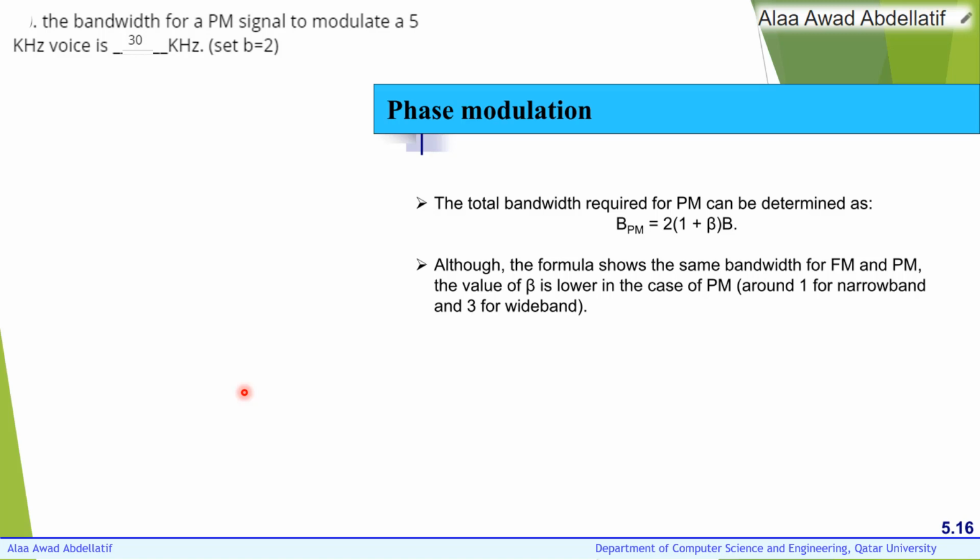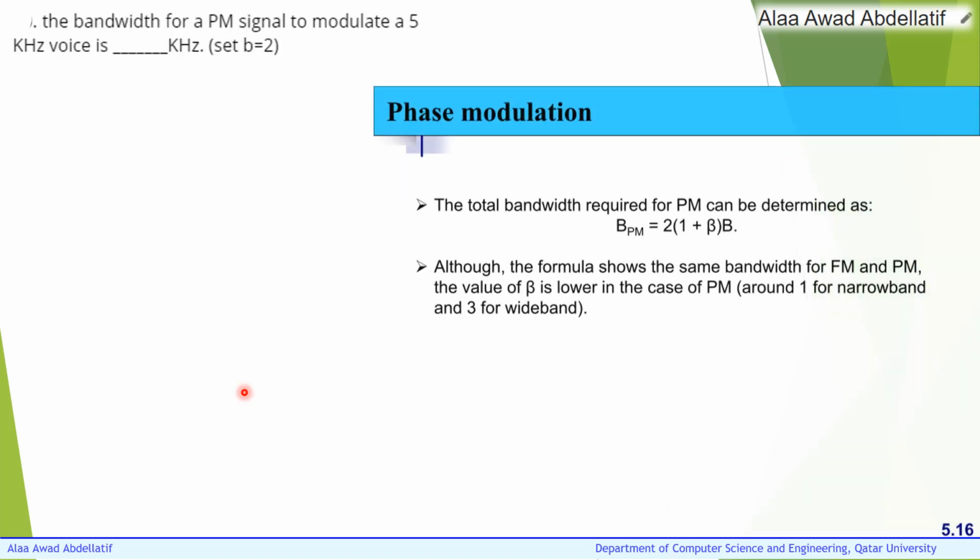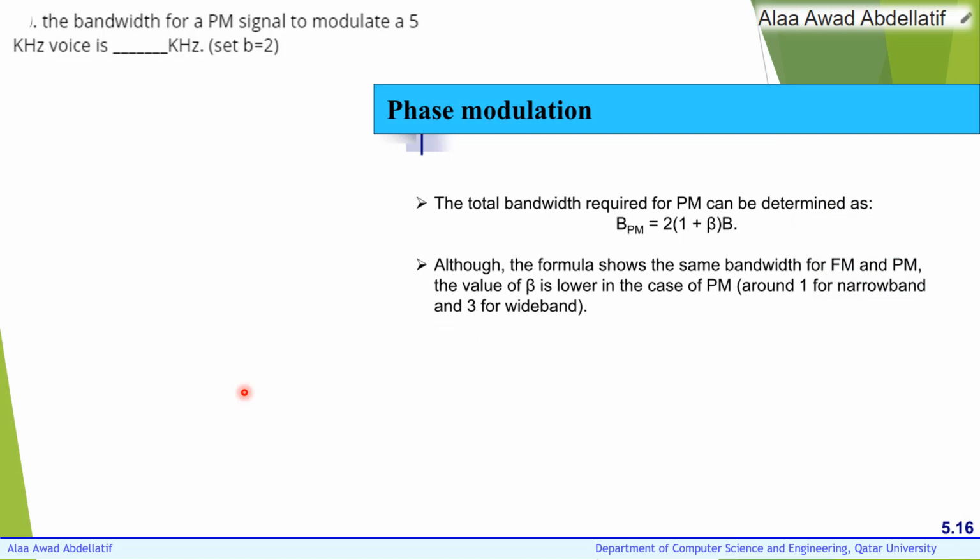The original is in kilohertz, so the bandwidth is also in kilohertz. Again, direct substitution in the formula, but you should know that this formula is for phase modulation, analog to analog modulation, and the previous formula was for frequency shift keying, digital to analog conversion. You have to differentiate between the bandwidth of digital to analog and analog to analog. Substitute in the correct formula. All formulas will be given in the exam, but you have to define which formula to use.